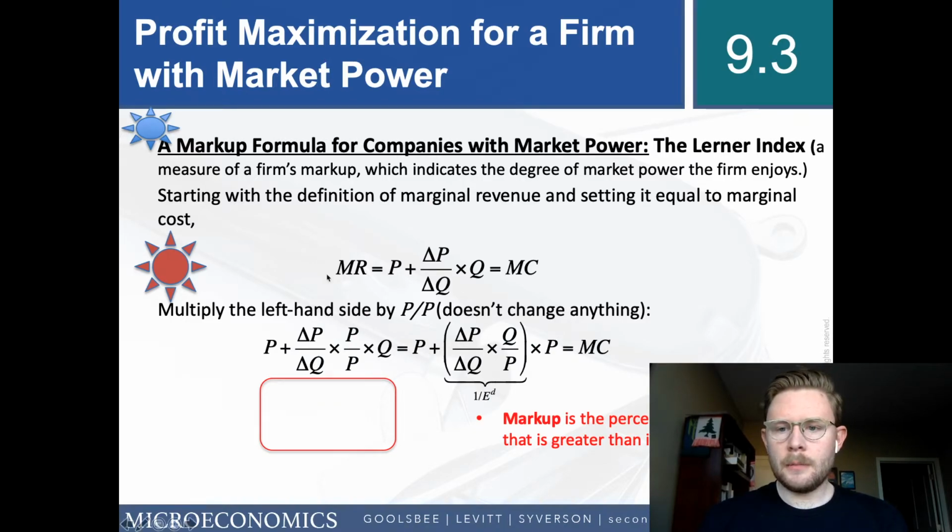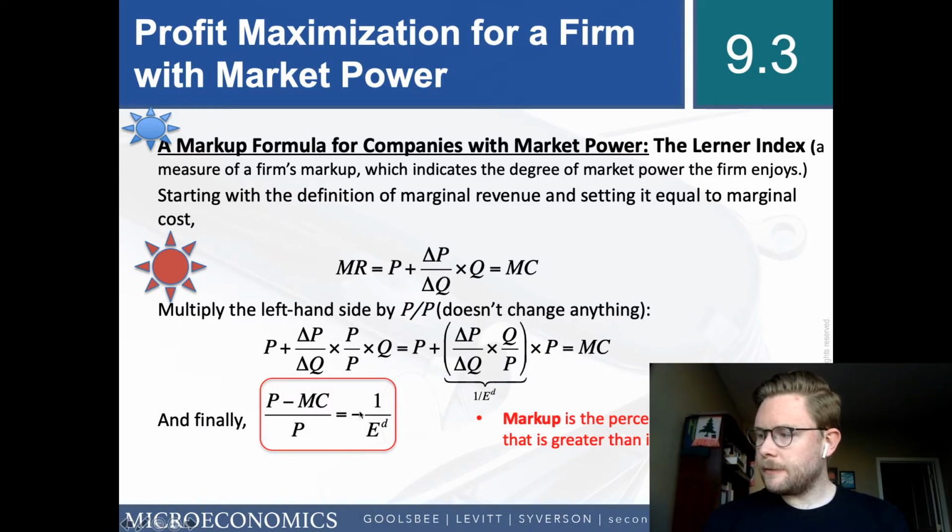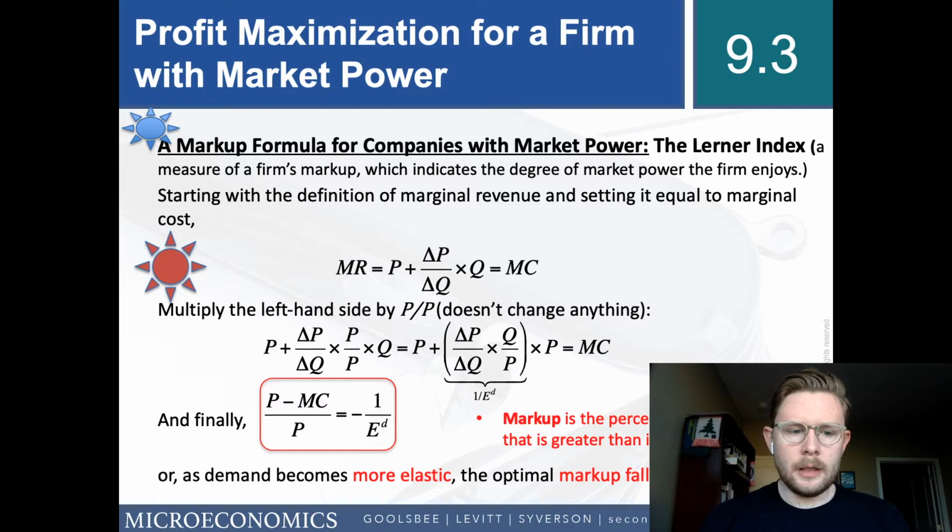We do some manipulation of the algebra, and so we have this P over P term here. We put one of the P's over our Q, and we keep the numerator outside, and then we have this term here in brackets. This term is the markup. It ends up equaling 1 over the elasticity of demand. So the markup itself ends up being negative 1 over the elasticity of demand. In other words, as demand becomes more elastic, the markup falls.